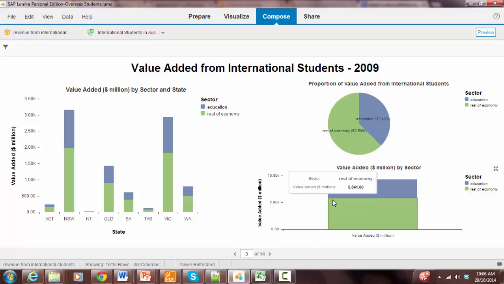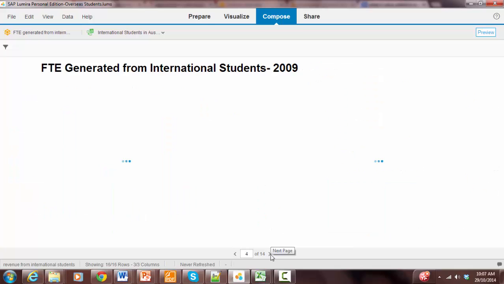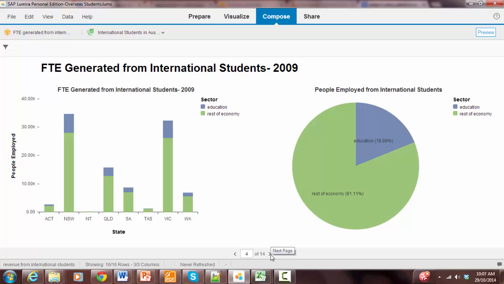As we can see, in the education sector, almost $4 billion is directly attributed to the income from the international students. Also, in terms of employment generation, we can see that for every one position that's generated in the education sector, another four positions are generated in the rest of the economy. And this is all fueled by the demand from the international students.